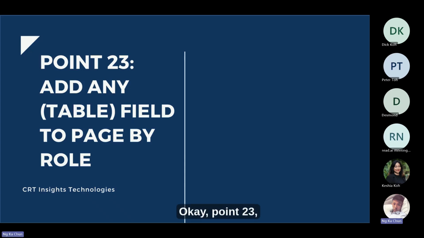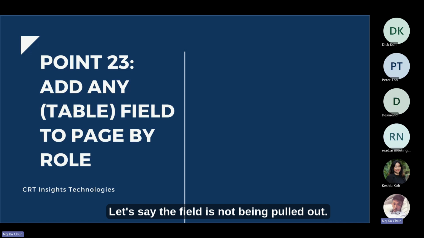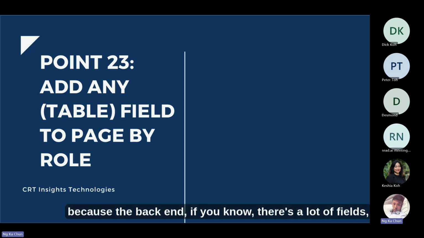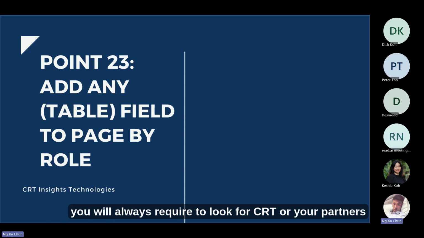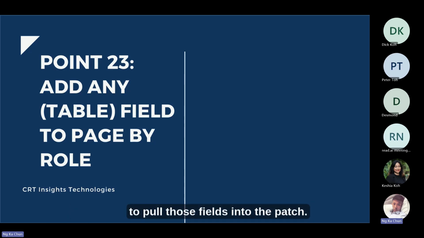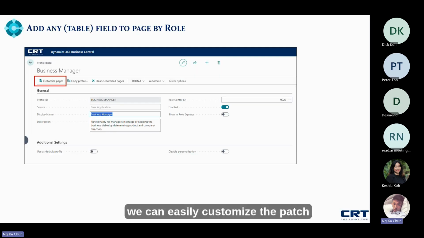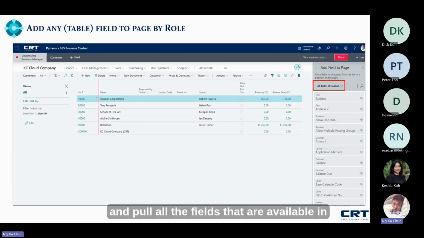Okay, point 23. Back to the old times, if there were any new fields to be pulled out into the front end, because the back end has a lot of fields, you would always have to look for CRT or your partners to pull those fields into the page. But now, with the latest BC, we can easily customize the page and pull all the fields that are available in the table into the front end.